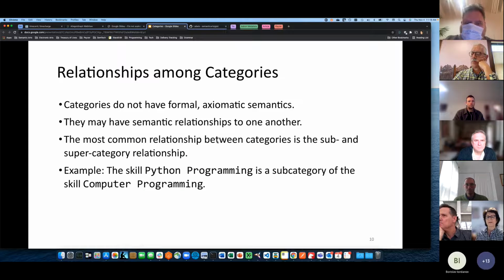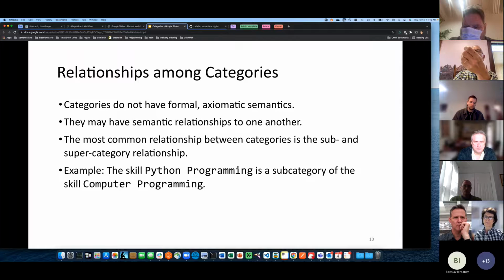Now, categories do not have formal axiomatic semantics, but they may have semantic relationships with one another. And the most common one we see is the sub and supercategory relationship. So, for example, the skill Python programming is a subcategory of the skill computer programming. And I'm going to discuss a lot more about these relationships as we go along.